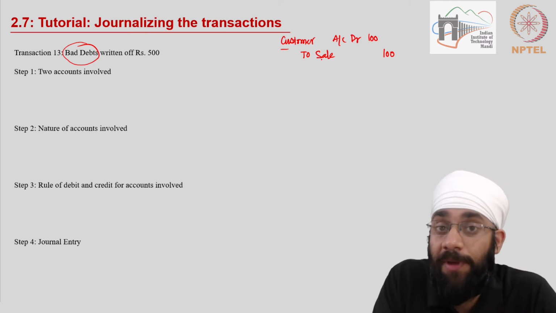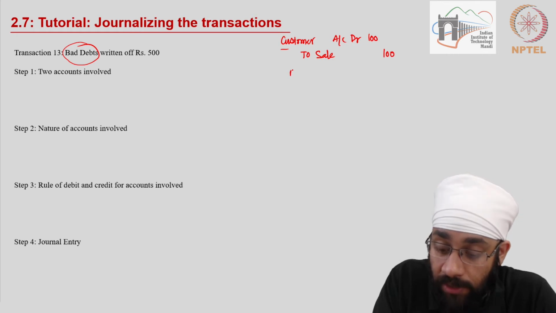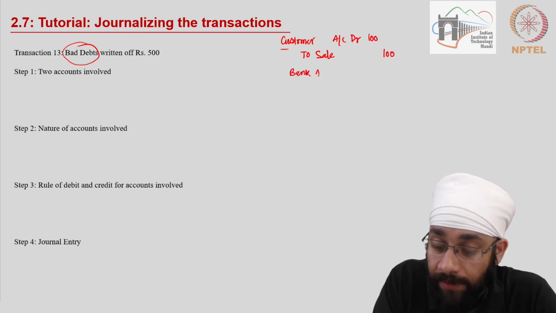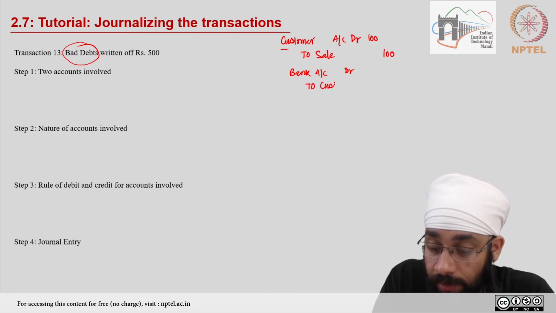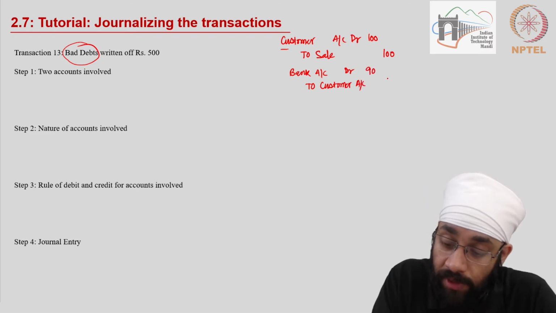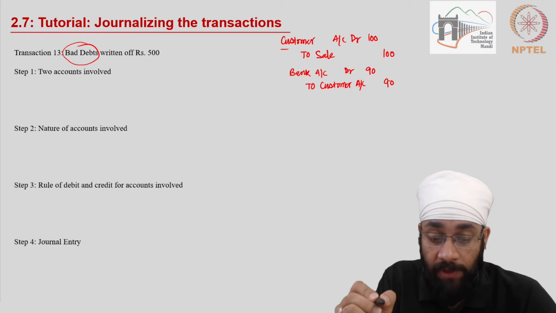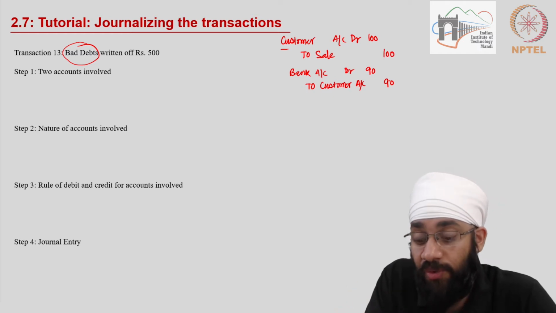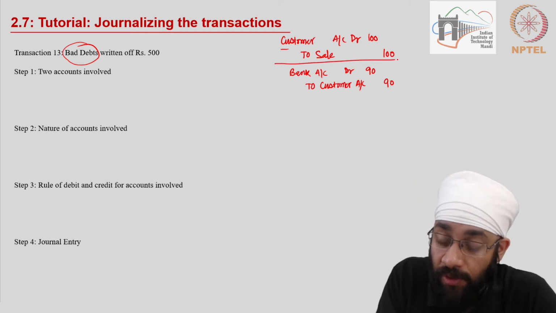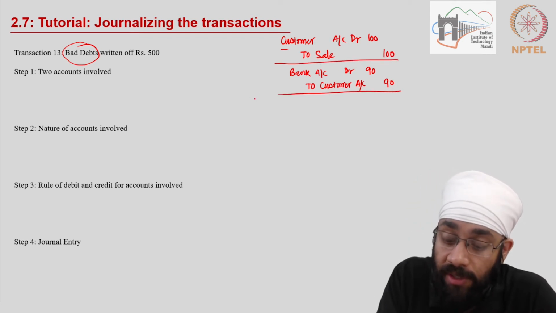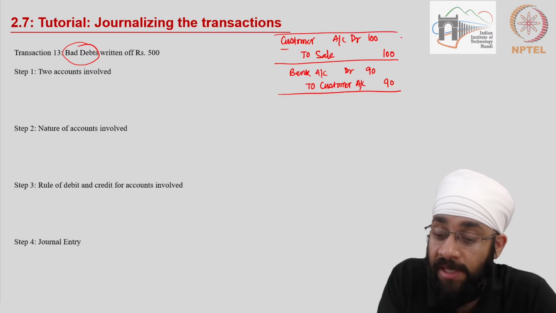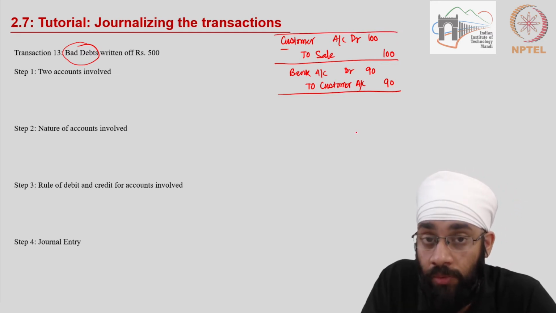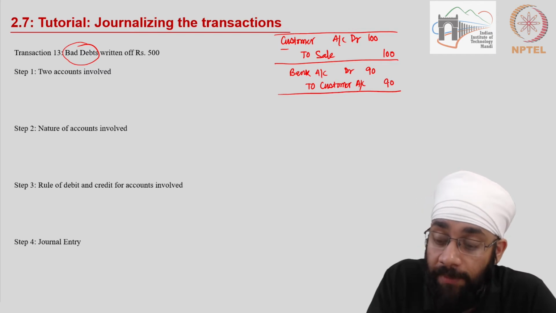Then the customer pays you back. So when the customer pays you back, you write bank account debit to the customer account. Let us say he paid you 90. After this, you realize that you have new information that the customer has gone insolvent, gone out of business, and he's not going to be able to pay you the rest of the money. He has already paid you 90.